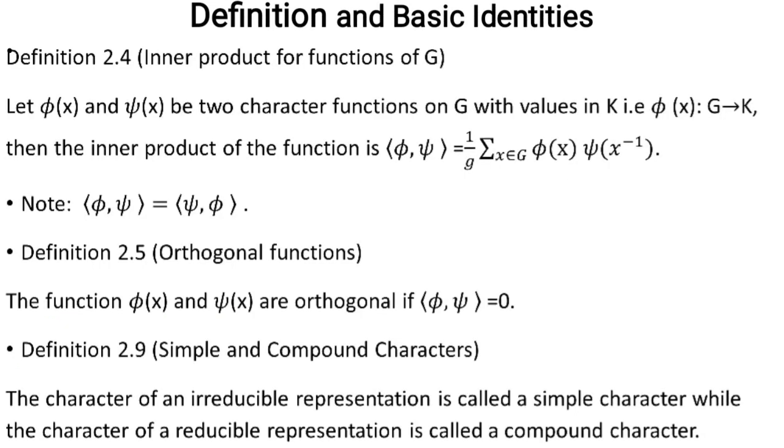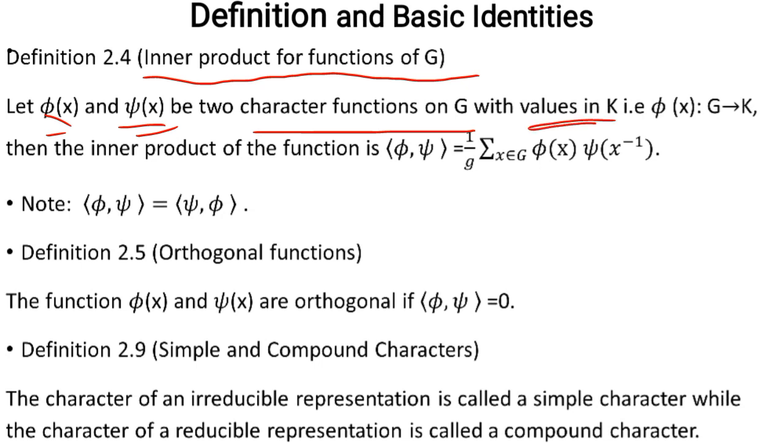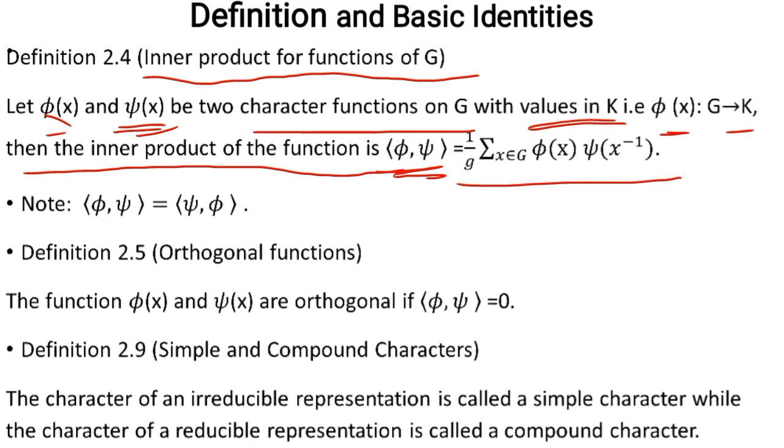Okay, so let's continue. We have what we call an inner product for functions of G. What do we mean if we're told to define an inner product for functions of G? We have a character phi of x and psi of x. These are two character functions on G, with values in the field K. That is to say that phi of x is taking you to our field K, and so is psi of x. Then the inner product of the functions, denoted this way, is this formula you see on the screen. Be careful with this x, it's not capital X, it's small letter x, okay?